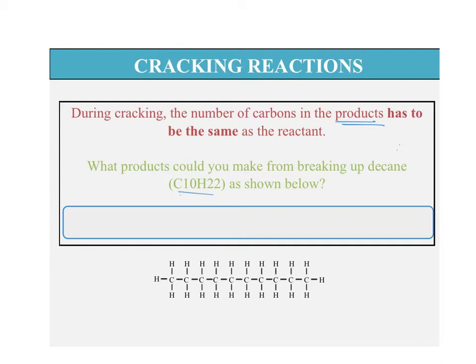So have a think, have a go. What products in alkanes and alkenes could you make from decane, this big old hydrocarbon, C10H22, down the bottom? Have a go at writing them out. You should definitely have at least 3, if not more. So pause and play again when you're ready.